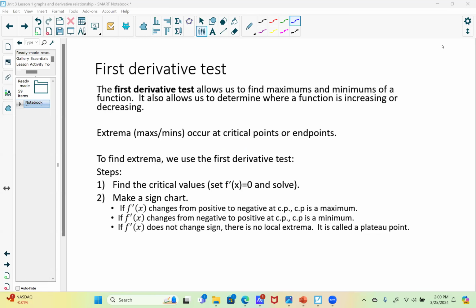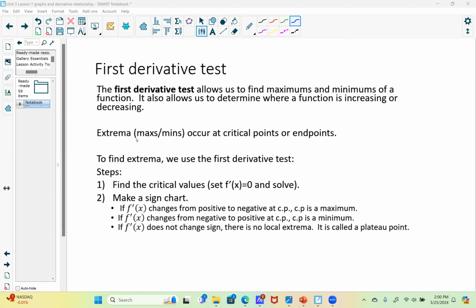In this video, we're going to talk about the first derivative test. The first derivative test is a way to allow us to find algebraically where a function has max, mins, and is increasing or decreasing without graphing it. Okay. And it allows us to find the extremas.